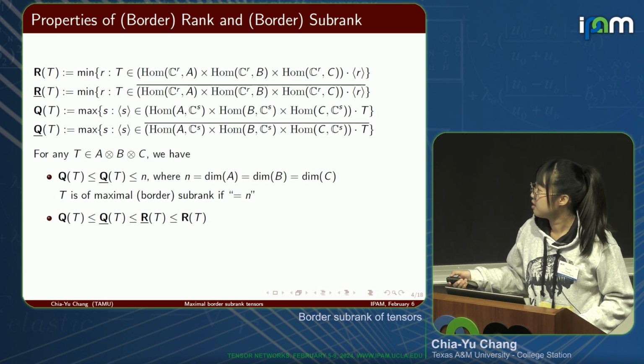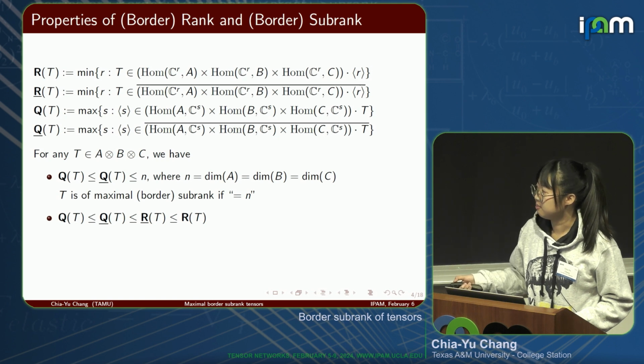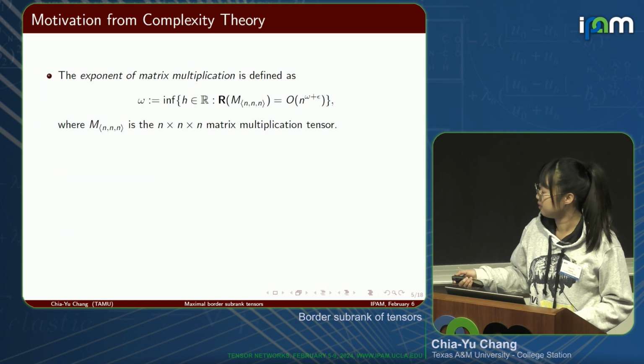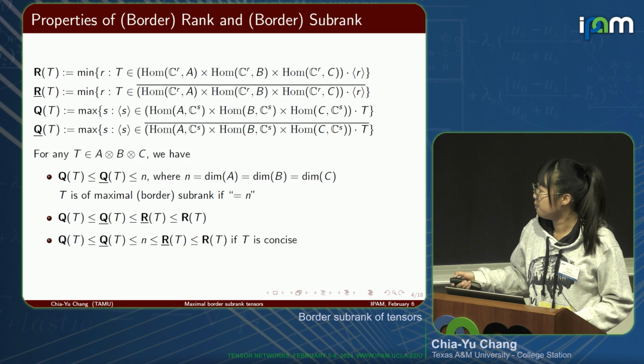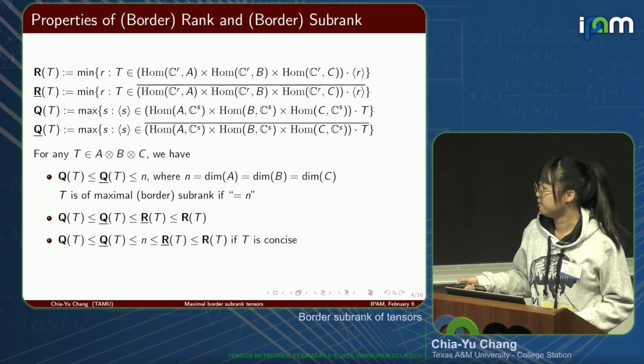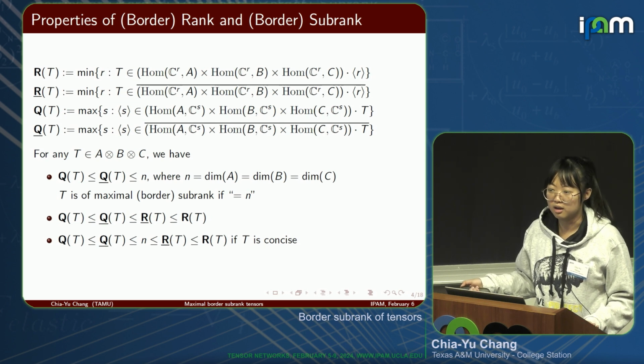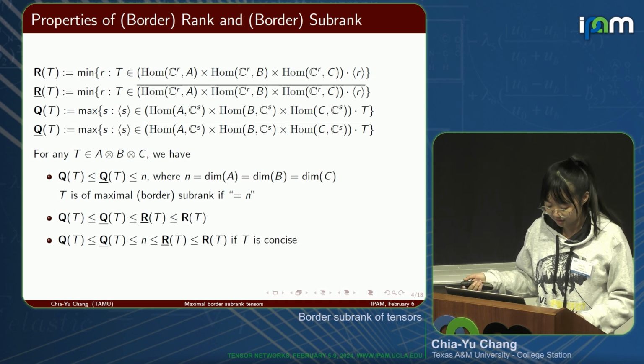Okay. And also, because this relation is transitive, border subrank is at most border rank. And so we have these inequalities. Sorry. Okay, and when T is concise, we have that the minimum possible border rank is n, so we have these inequalities. So n is the upper bound for the values of a tensor, and it is a lower bound for the cost of a tensor when the tensor is concise.